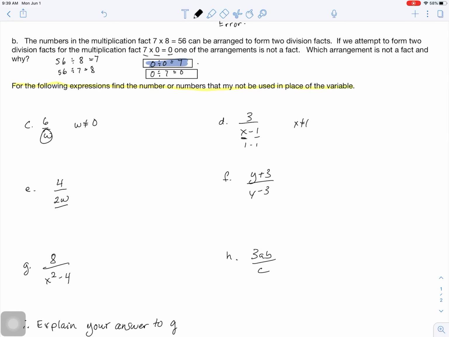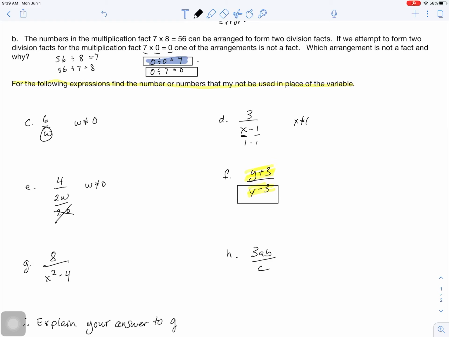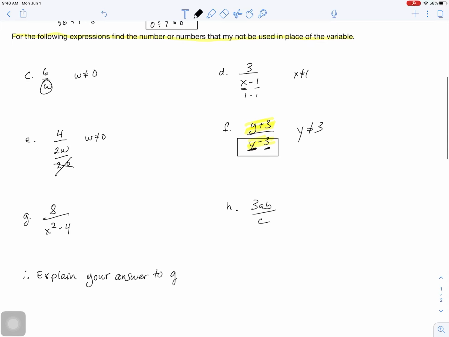2W. Again, 2W is fairly straightforward. What's going to make our bottom 0? Well, W cannot be 0, because 2 times 0 would give us 0, right? So that one we cannot do. This one here is a little bit different, letter F, because it has two different variables here. Now, we need to make sure that we focus on the bottom. We do not want that Y to make this bottom, when you subtract 3 from it, 0. So you can see that Y cannot be 3, because that would make our bottom 0.